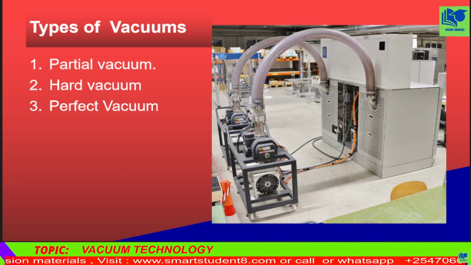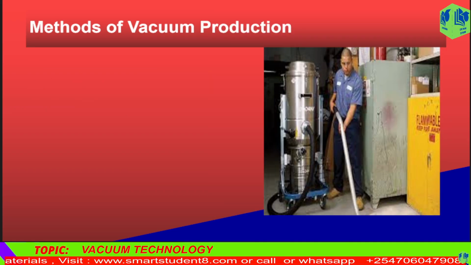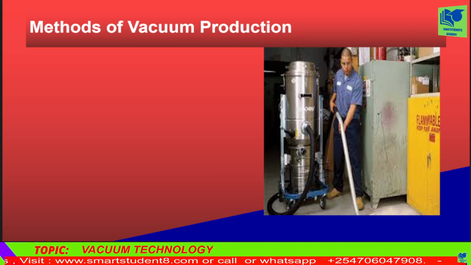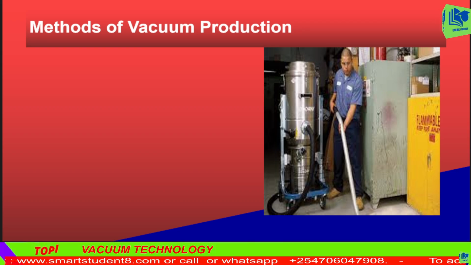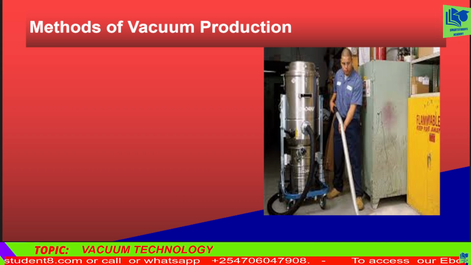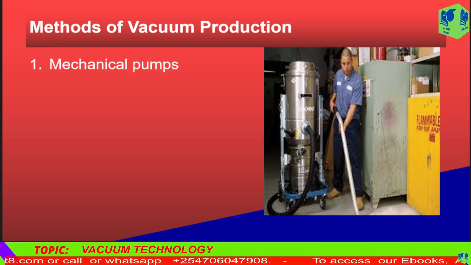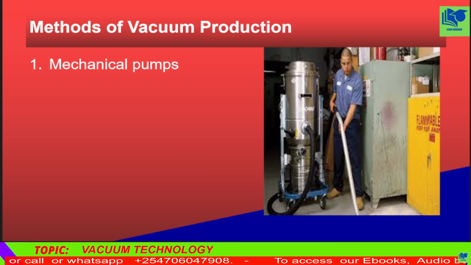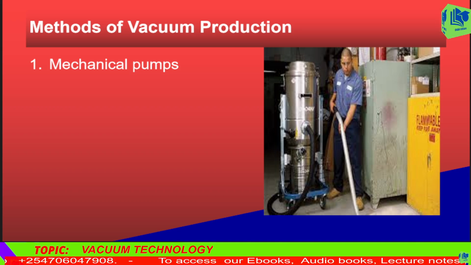Methods of vacuum production. Alright, so how do we actually create a vacuum? Well, there are several methods, each suited to different levels and types of vacuum. One common method involves mechanical pumps, like rotary vane pumps or diaphragm pumps. These pumps work by physically removing air and gas from a chamber. They're great for achieving rough and fine vacuums and are widely used in both industrial and scientific settings.